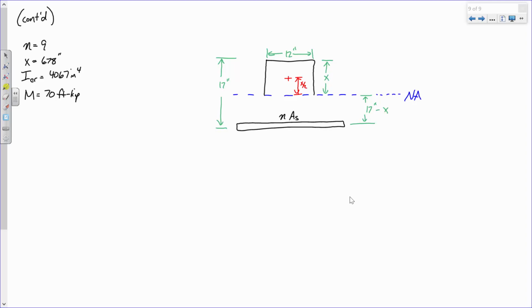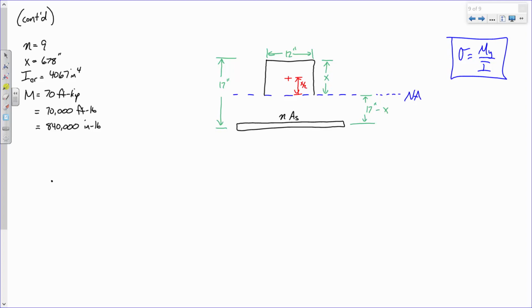Now, 70 foot kips is 70,000 foot-pounds, or 840,000 inch-pounds, right? So we can convert that from foot kips to inch-pounds. You could just multiply by 12,000, but I just wanted that value up there. And remember, sigma equals My over I.